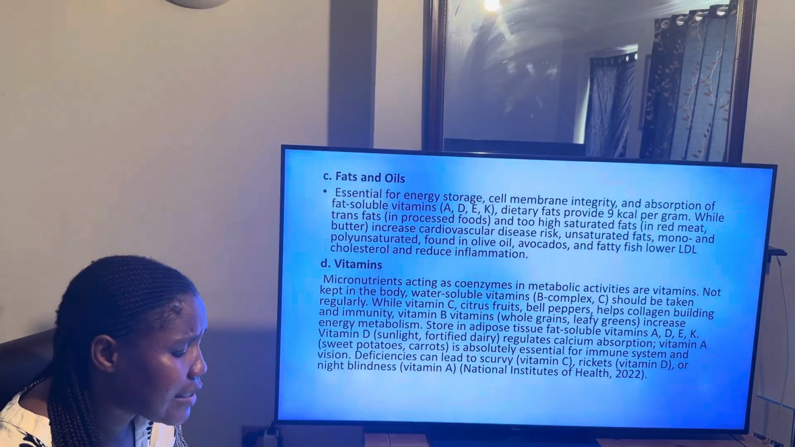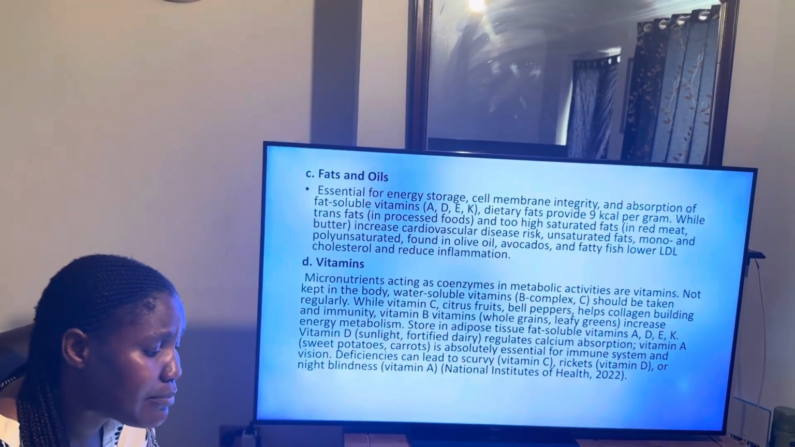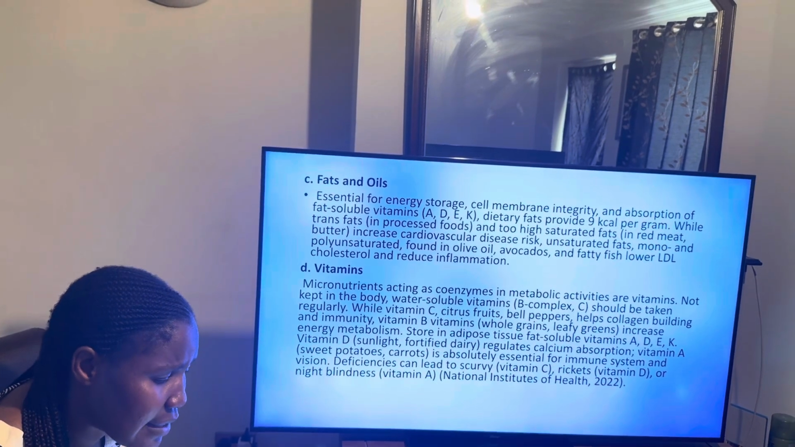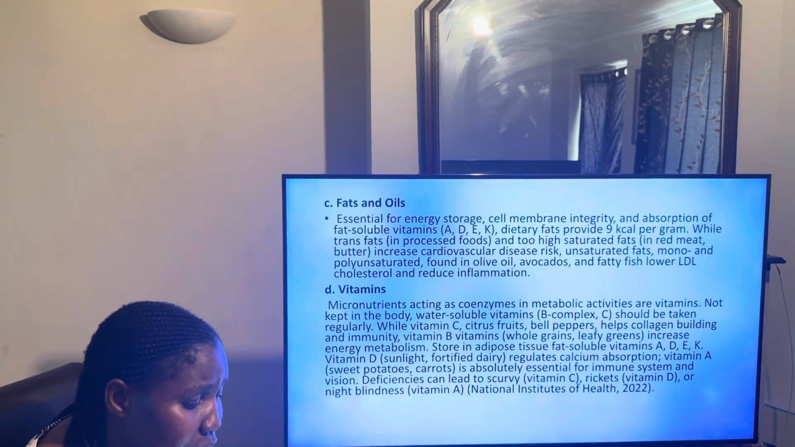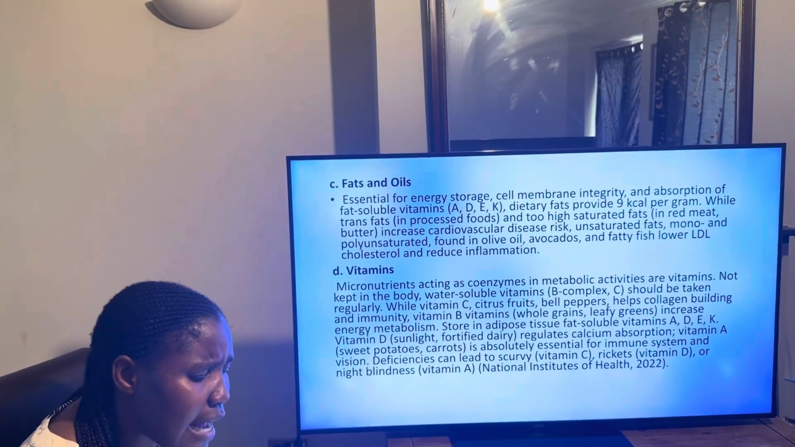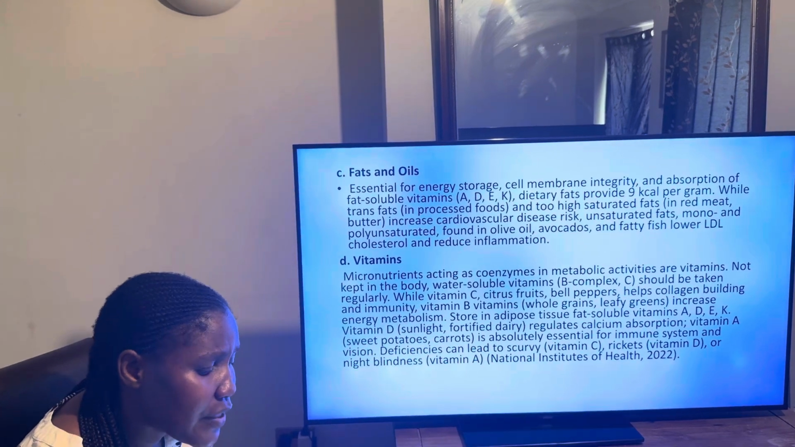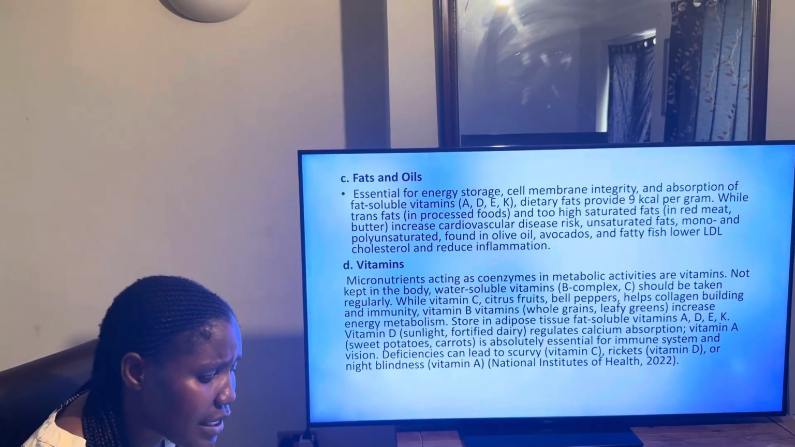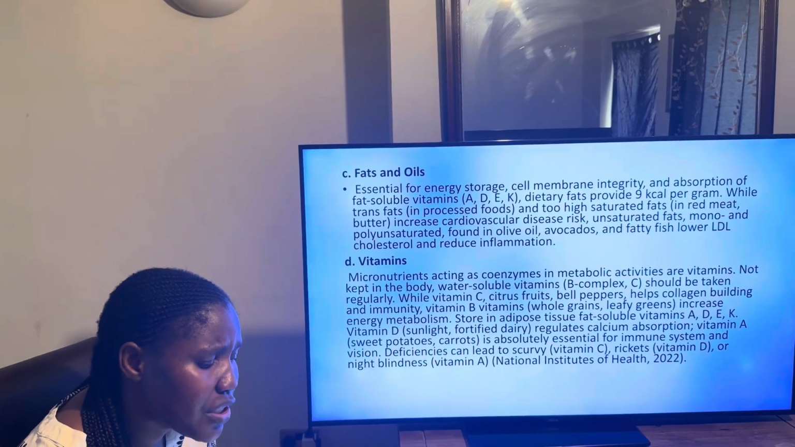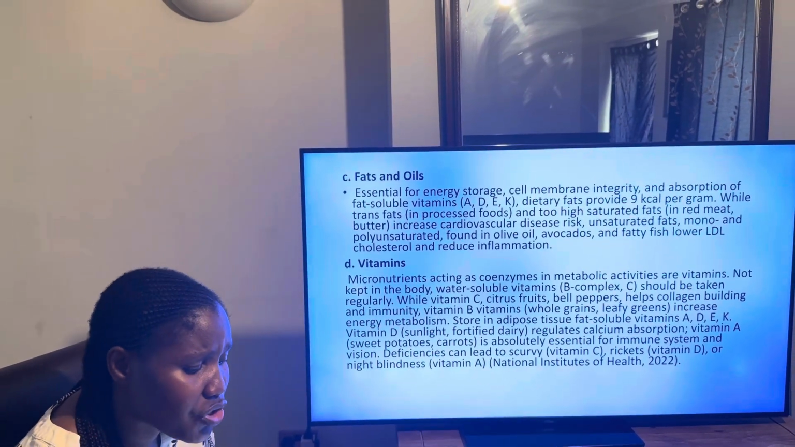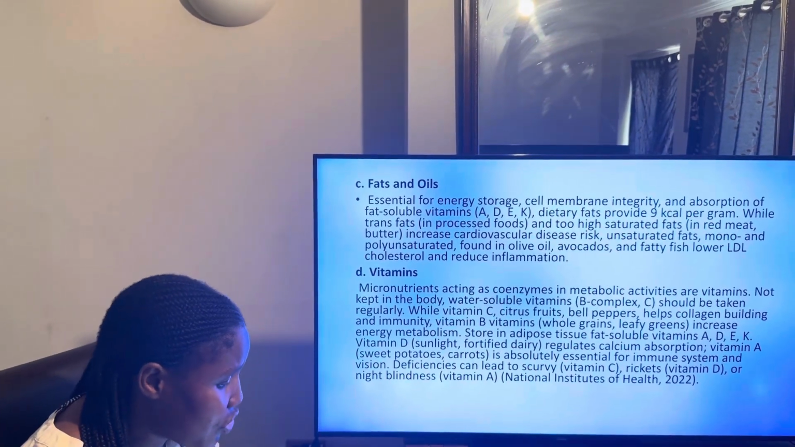We also have fats and oils, essential for energy storage, cell membrane integrity, and absorption of fat-soluble vitamins. Dietary fats provide 9 kilocalories per gram, while trans fats and high saturated fats increase cardiovascular disease risk. Unsaturated fats, mono and polyunsaturated, found in olive oil, avocados, and fatty fish, lower LDL cholesterol and reduce inflammation.